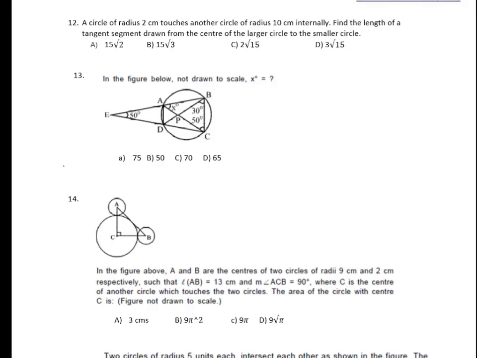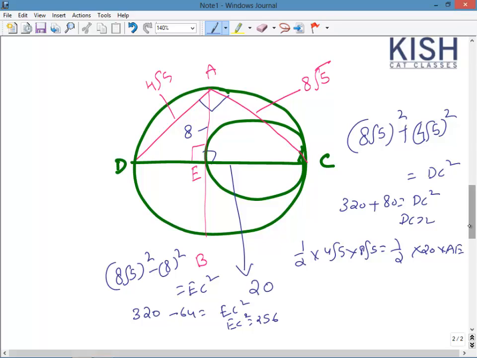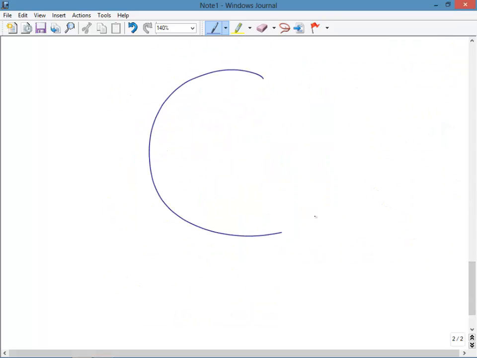A circle of radius 2 cm touches another circle of radius 10 cm internally. Find the length of the tangent segment drawn from the center of the larger to the smaller. If you draw it, it will look like this. This is the bigger one, this is the smaller one. This is 10 and this is 2, the radius. Now if I draw a tangent, I need to find its length. How can I find it?